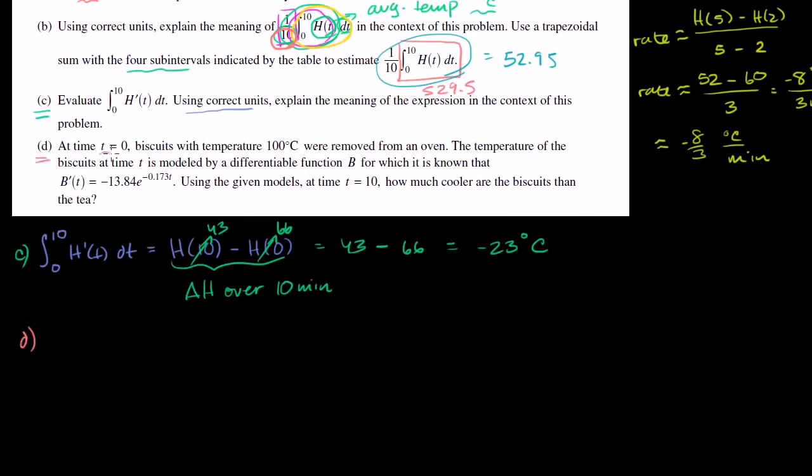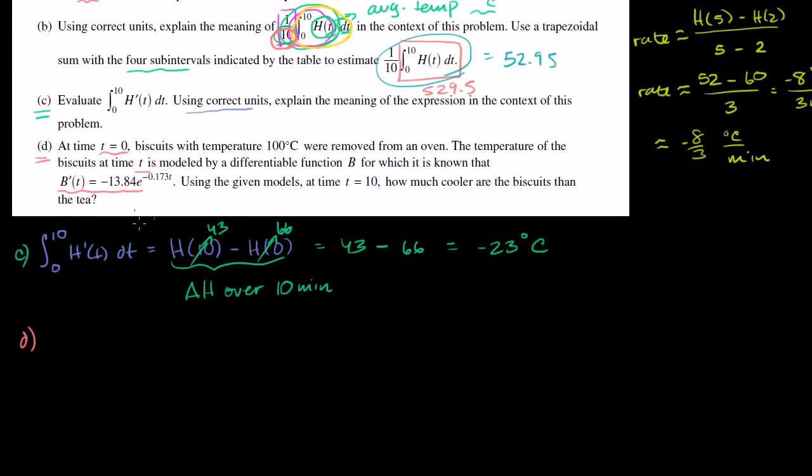At time t equals 0, biscuits with temperature 100 degrees were removed from an oven. So now we're talking about biscuits. We started with tea, now biscuits. The temperature of the biscuits at time t is modeled by a differentiable function b, for which it is known that b prime of t is equal to this business right over here. Using the given models at time t equals 10, how much cooler are the biscuits than the tea?